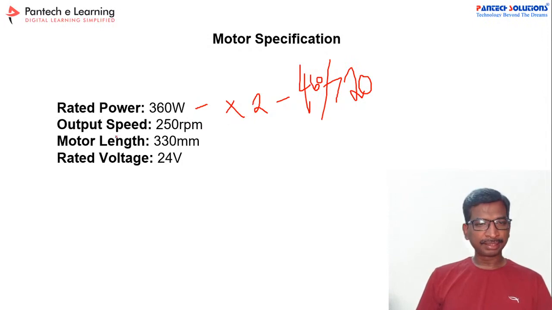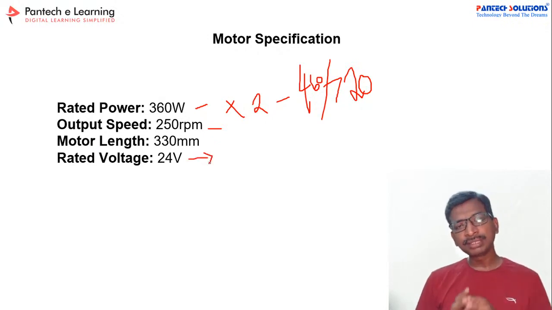And then the RPM is 250 RPM, the motor length is about 330 millimeters, and the rated voltage is 24 volts. So now you have a question about how to choose the battery. Can you just calculate how to choose the battery?